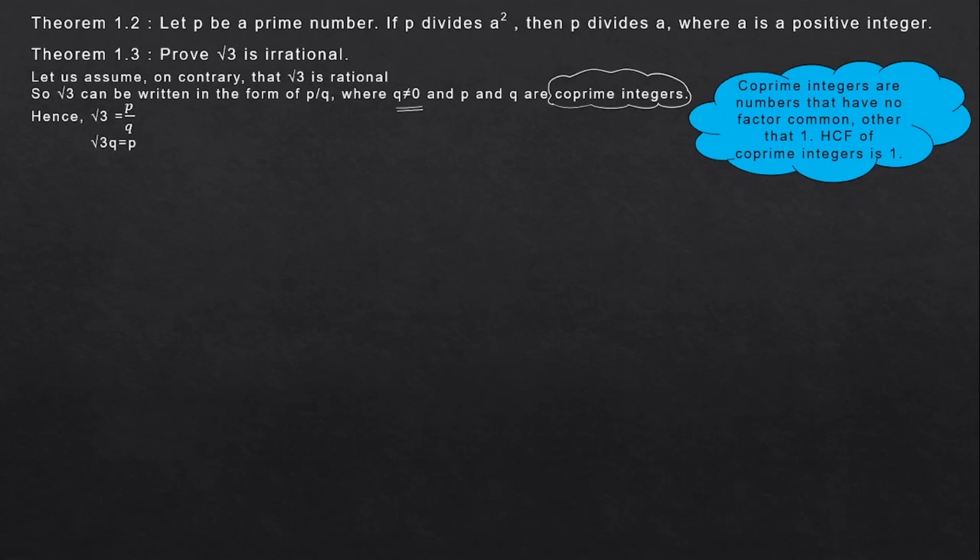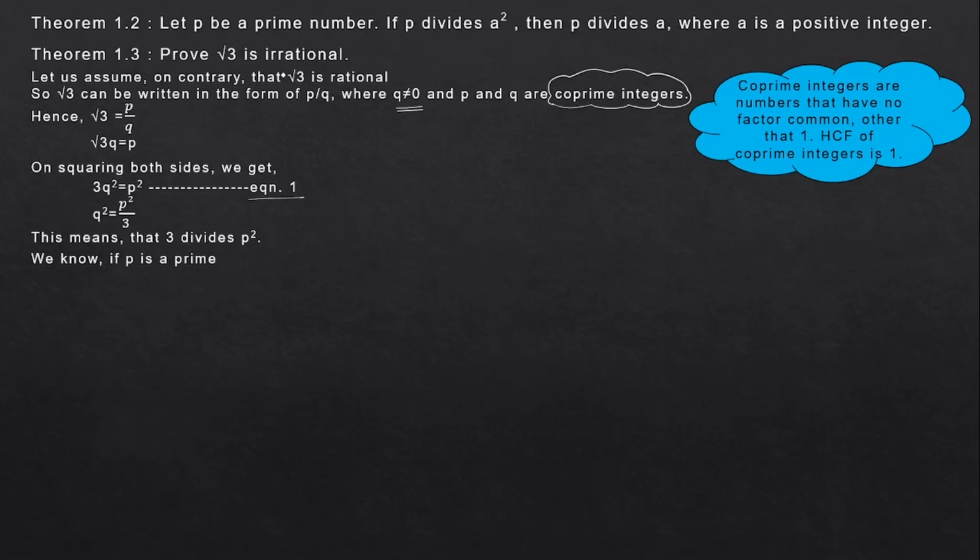Fine. Let's move on. So I have written root 3 as p by q. Cross multiplying, I am getting root 3 q as p. Now I square both sides. What will I get? I will get 3q square is equal to p square. This becomes my first equation. And on rearranging, I can write q square is equal to p square by 3. What does it mean? It means that 3, when it is dividing p square, is giving me some quotient q square. So here it means 3 divides p square.